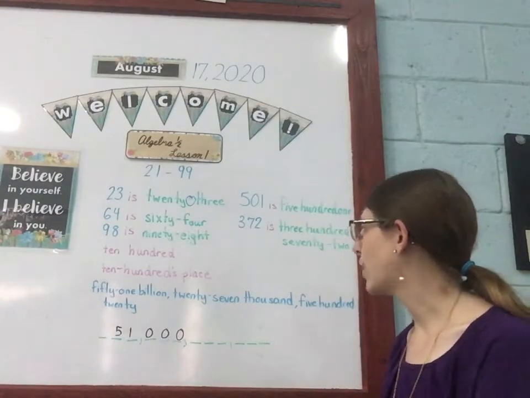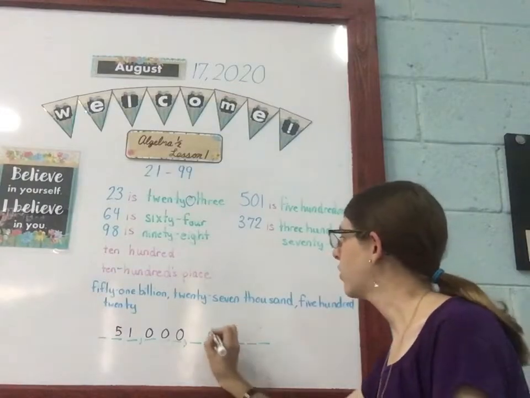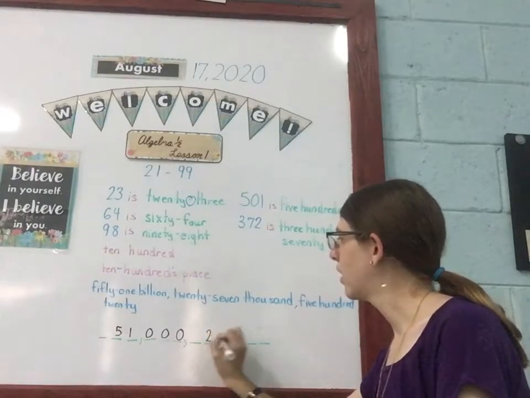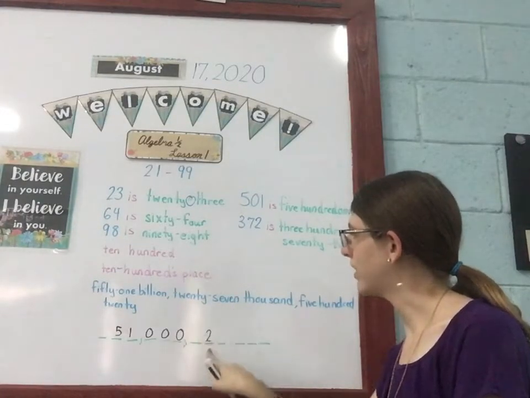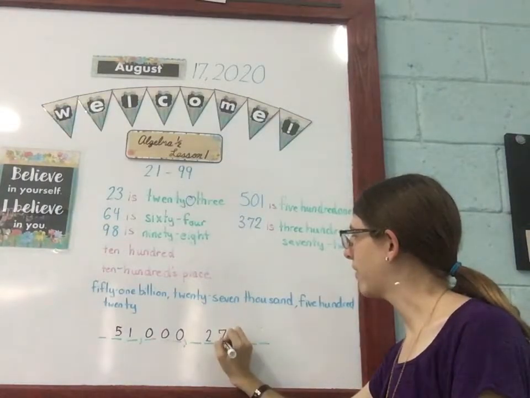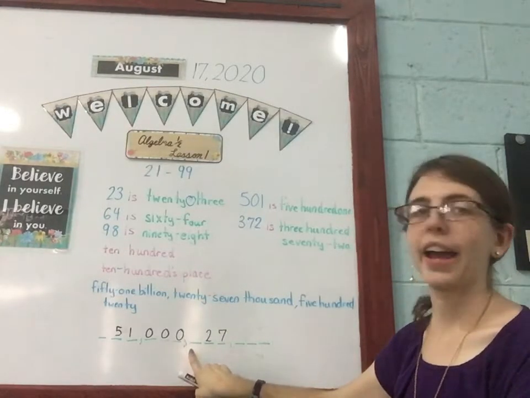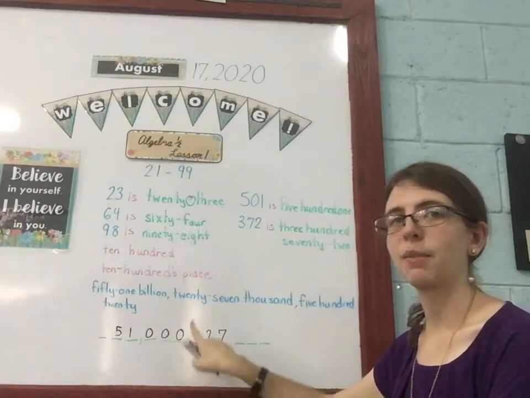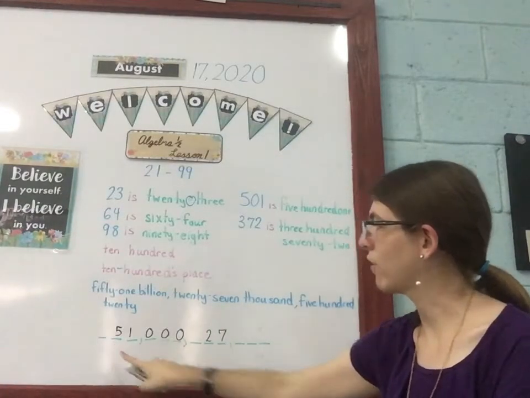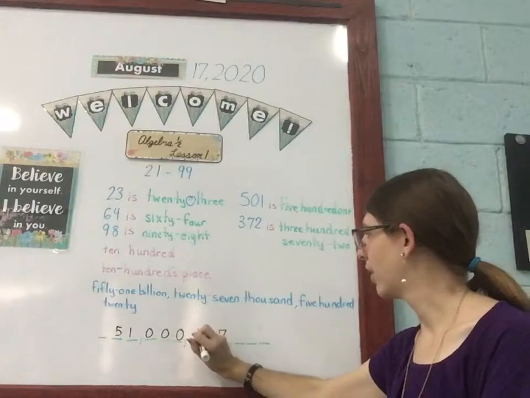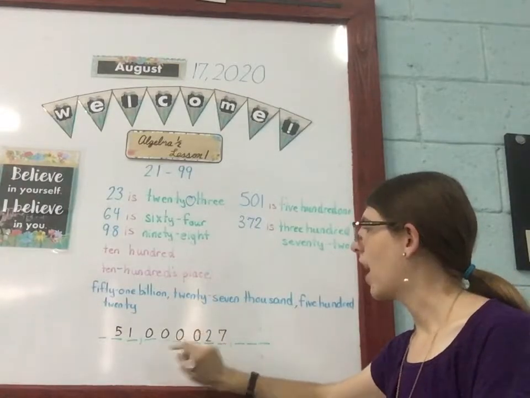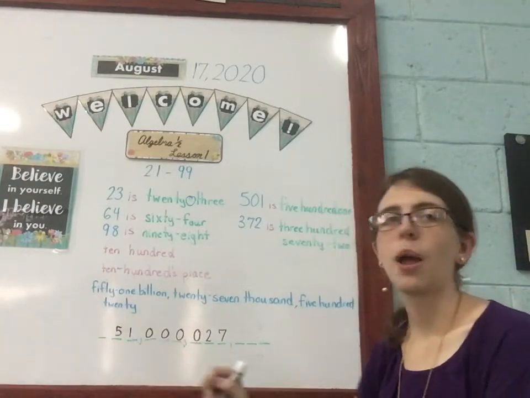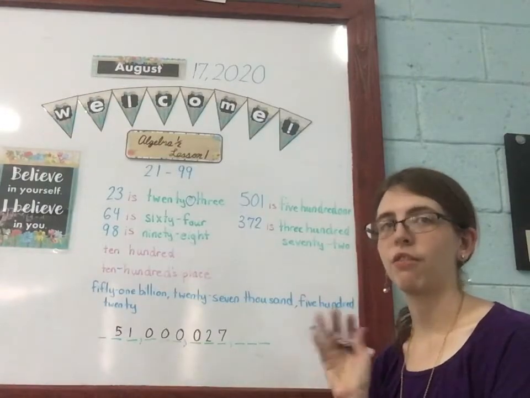So the next number is 27,000. Well, I don't have anything in the hundreds place, so I put my 2 from 27 in the tens, 7 ones. Now remember, I have to have something holding this place since it's in between my first number and my last number. So I have to put a 0 there. I don't need a 0 in the front here, because it's not in between the first and last number.